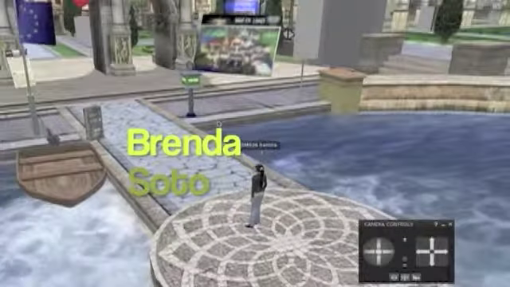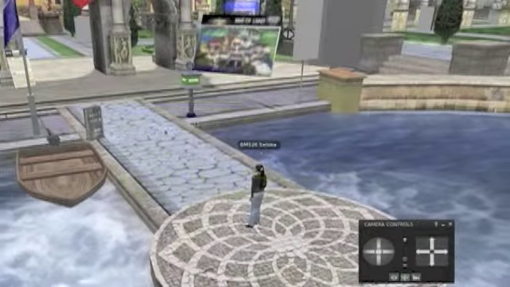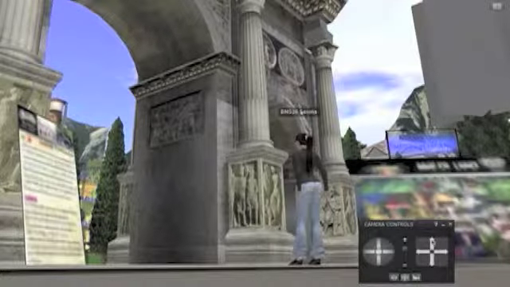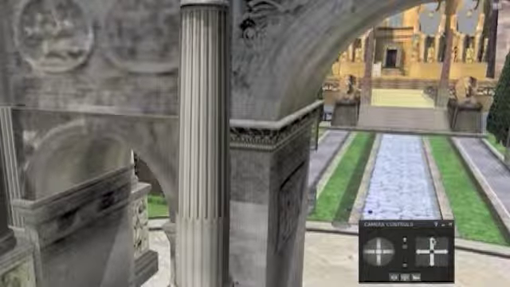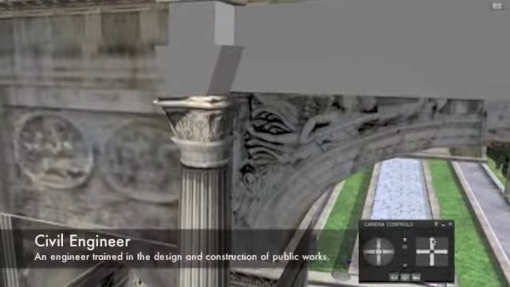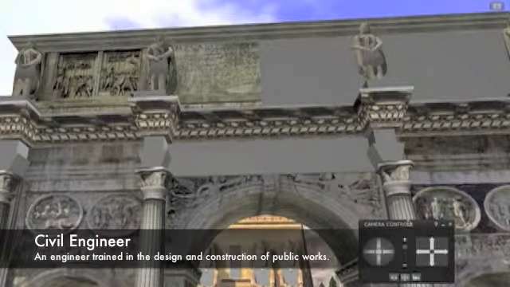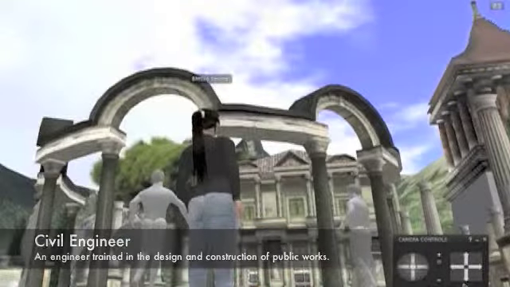Hi, I am Brenda Soto. I will be presenting the great tool of Second Life for our classrooms, especially in subjects related to art. Museum Island is a place where civil engineering and architecture students can appreciate the structures that represent art movements.